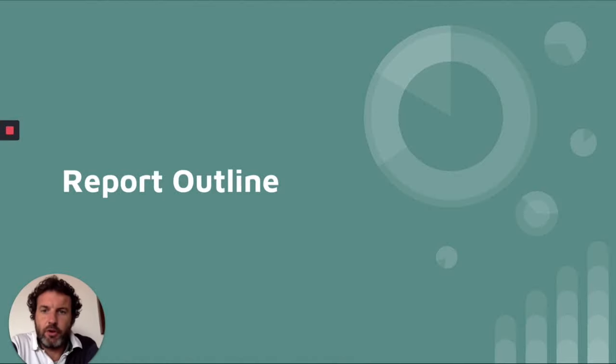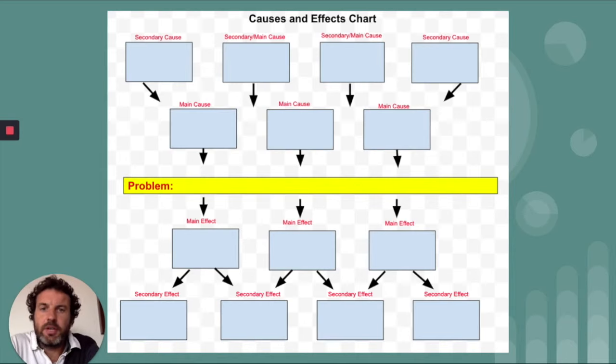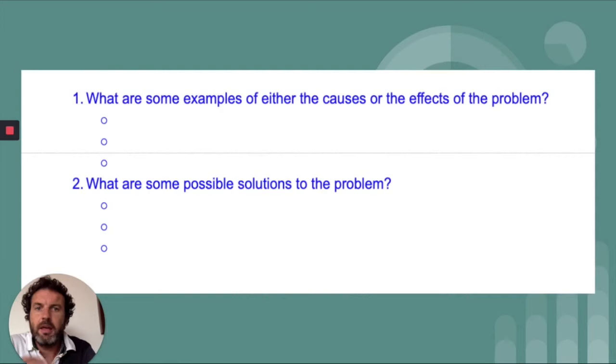Today we're going to talk about our report outline. If you remember, we've already completed a causes and effects chart, talking about the main causes, secondary causes, as well as the main effects and the secondary effects of your problem. And we've also talked about examples of either the causes or the effects, as well as some possible solutions to the problem. And in the previous lesson, we talked about cause and effect language to make sentences.